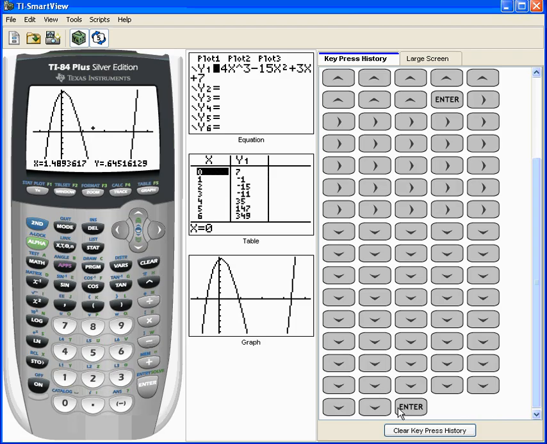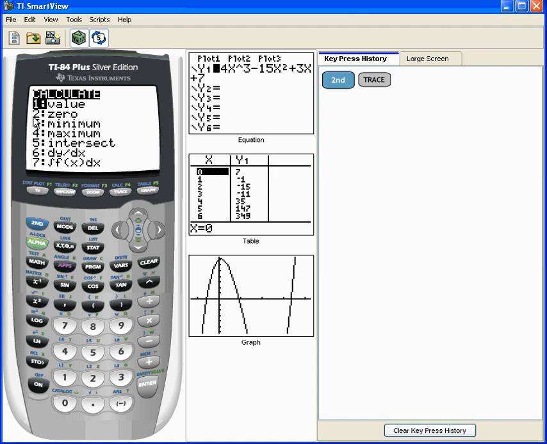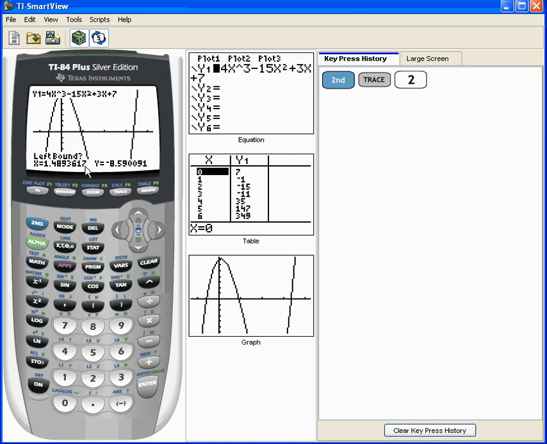Now if you notice over here my key press history is pretty boring, so I'm going to clear that out. And you can watch or take notes and see how I do this. If I want to find this zero right here, what I need to do is press second, and then the trace button gives me the calculate menu right there. And I choose option number 2, and want the zero. So I press 2. And then what it's asking me for is the left-hand boundary.